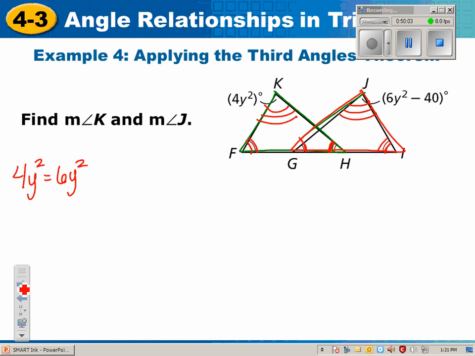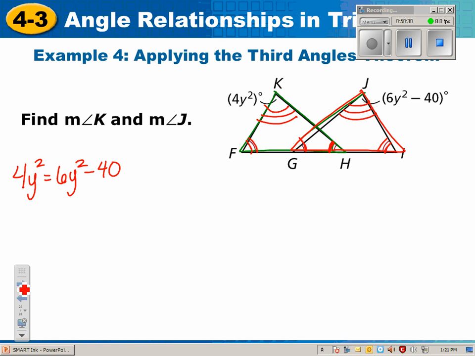Good. 4y squared equals 6y squared minus 40. Okay, heads up. What do we call an equation that has a square in it? Say it again. Nope, that's a square root. What do we call it if it's got a square? Quadratic. Do you remember solving quadratic equations in algebra? Factoring, quadratic formula. It's coming.